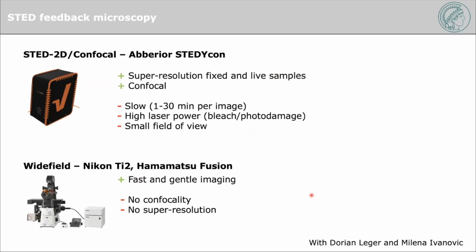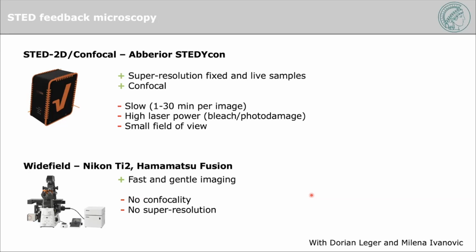We have a 2D STED, which is a Stedycon from Abberior. It's a nice method because it gives super resolution of fixed and live samples. It's confocal, but it's really slow because you want to achieve quite a lot of photons, but you remove 90% of the photons. You have to record very slowly for every pixel, so you have a very long pixel dwell time. This can take, depending on the size of the image, 1 minute to 30 minutes per image or image stack. And then you have to use quite high laser power.